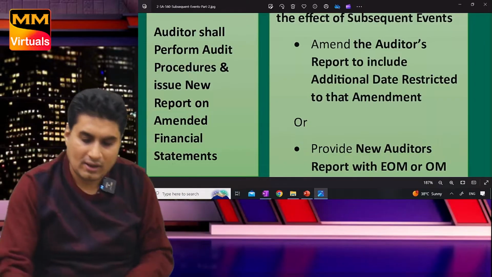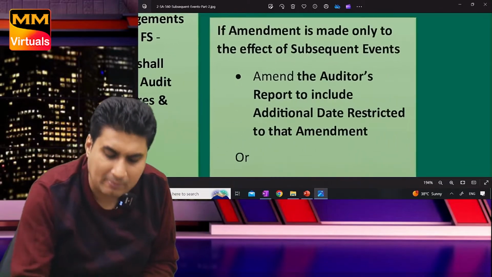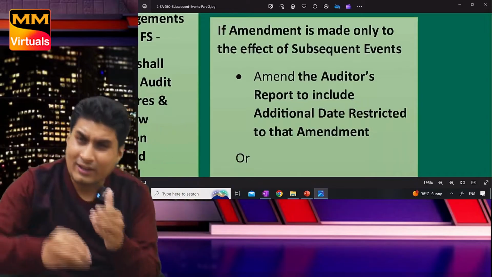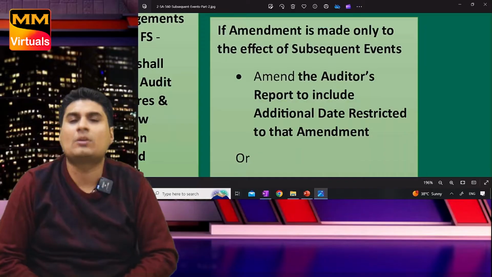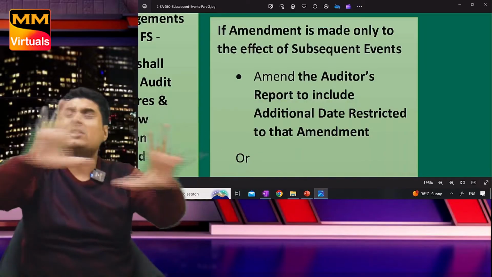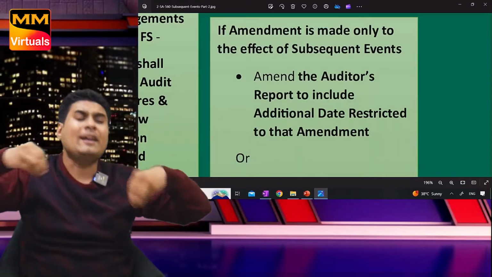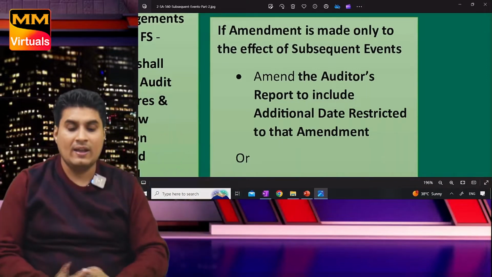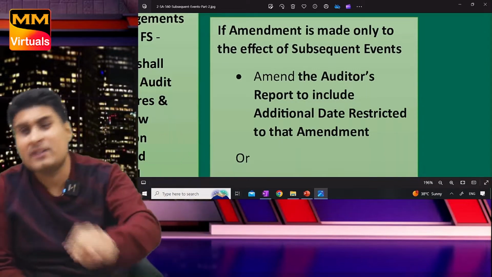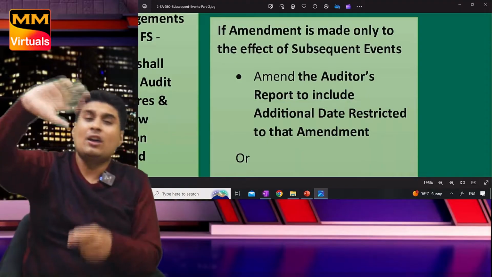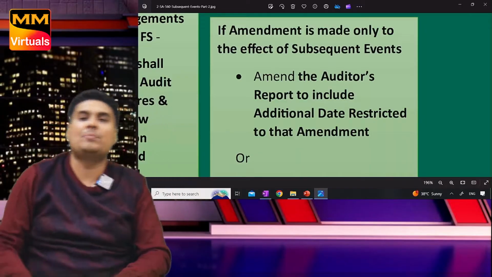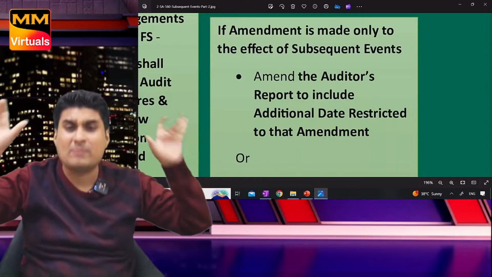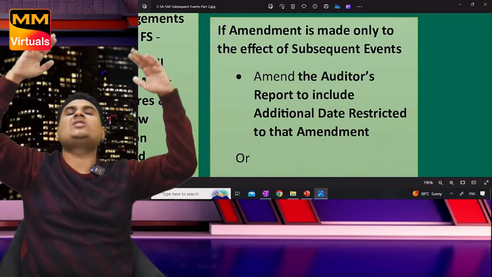But suppose they say we are not changing the entire financial statement, we are only changing to the extent of the subsequent event. The original financial statement stays the same, and only to the extent of the subsequent event we are checking. Then we will amend the auditor's report to include an extra date. You will add one more date in the auditor's report, saying that between this date and the new date, we have only checked the subsequent event.